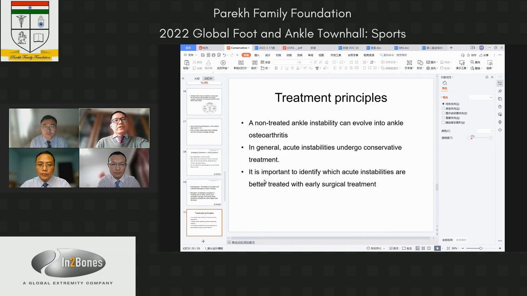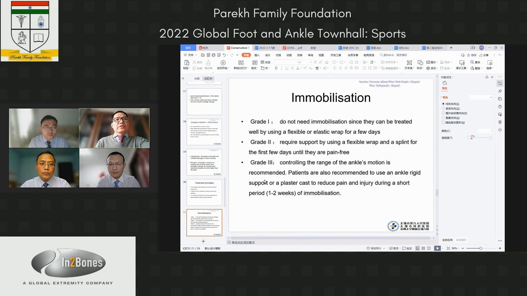As for the treatment principle, we know that untreated ankle instability can lead to ankle osteoarthritis. In general, acute instability undergoes conservative treatment. It's important to identify which acute instabilities are better treated this way. Regarding immobilization, grade 1 doesn't need immobilization since it can be treated well with a flexible wrap for a few days. Grade 2 requires support using a flexible wrap for the first few days.